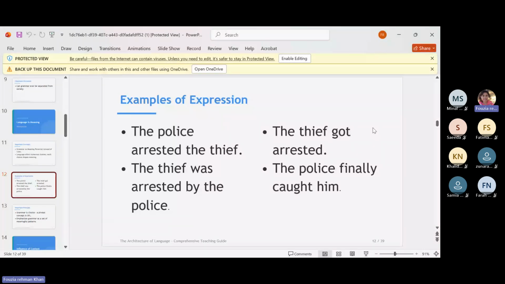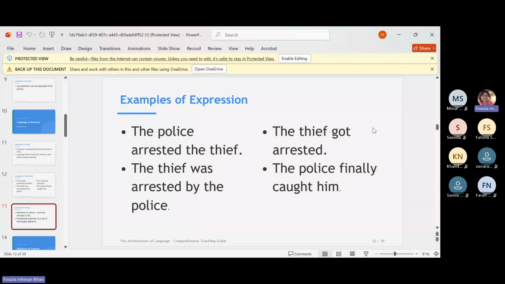What Halliday wants to tell you through examples like these is that your expressions reveal a lot of your intentions also, and the expressions are a matter of choice. The use of language is a matter of choice, and this can change the context also. For instance, "the police finally caught him" gives you a different idea, a different context than "the police arrested the thief", which is a very simple thing to understand. Okay, I hope this is clear. We can move on.